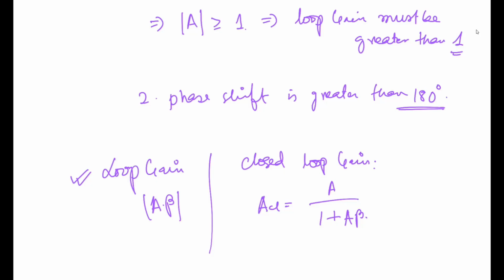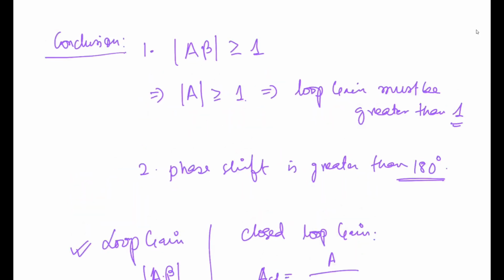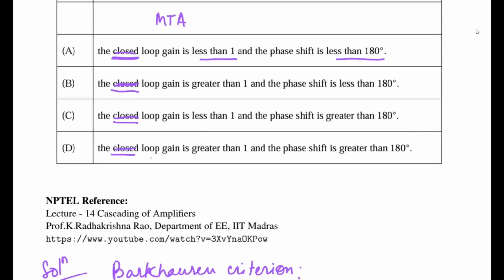From the conclusion I am getting, loop gain must be greater than 1 and the phase shift is greater than 180 degree. If I check the options, the loop gain is greater than 1 and the phase shift is greater than 180 degree. So option D is correct, provided you make this correction. Thank you.